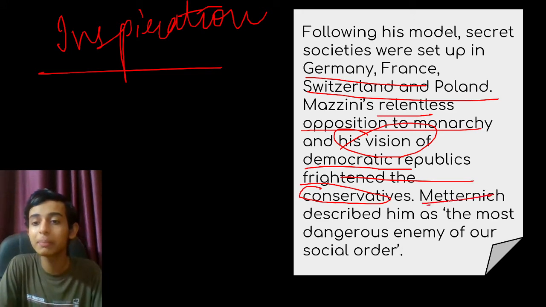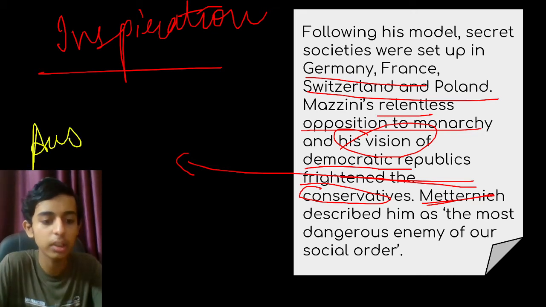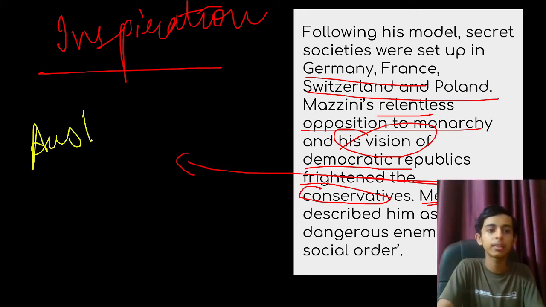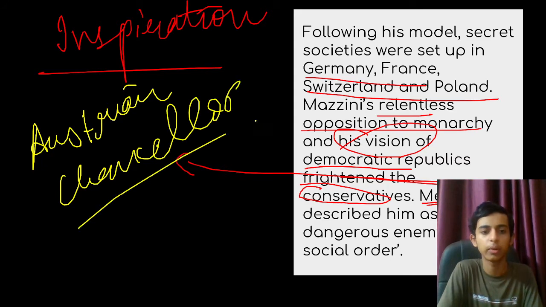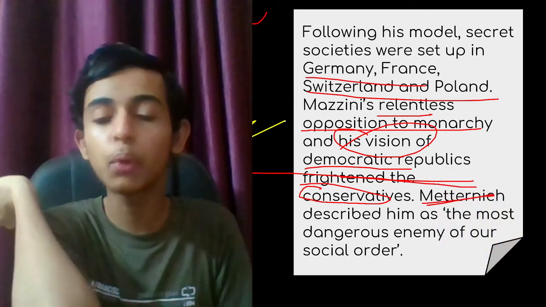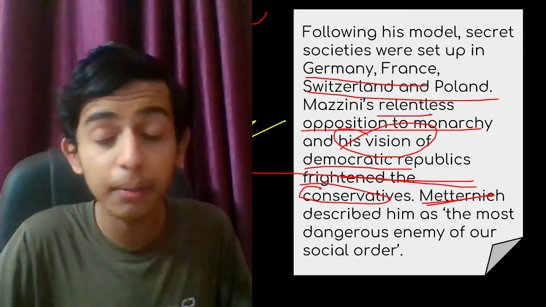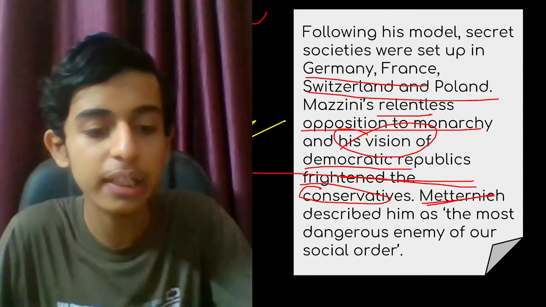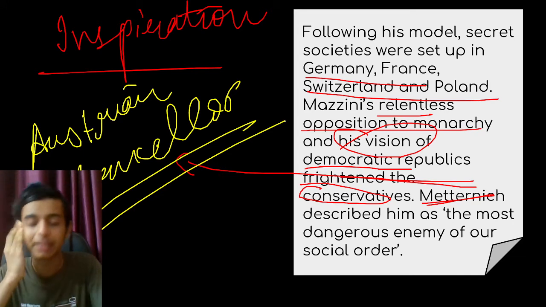Now, Metternich. Who was Metternich? Let me change the color. He was the Austrian chancellor that you already know. Okay, now he described him as the most dangerous enemy of our social order. So Metternich, being himself conservative, described Mazzini as the most dangerous enemy.